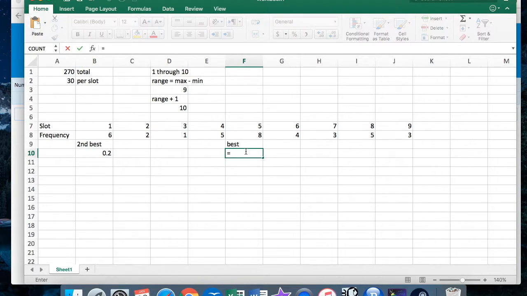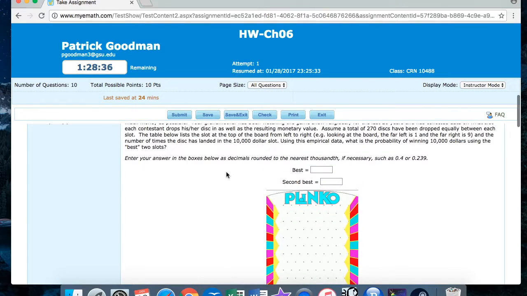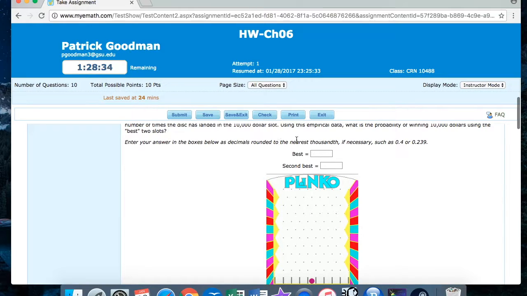And same thing over here. So for the best, here's my numerator, 8, and then I'm going to divide by 30. All right, so then these would be your answers for that problem. You can copy them over, and make sure they want it rounded to the nearest thousandth, so you would just throw those in there like that.